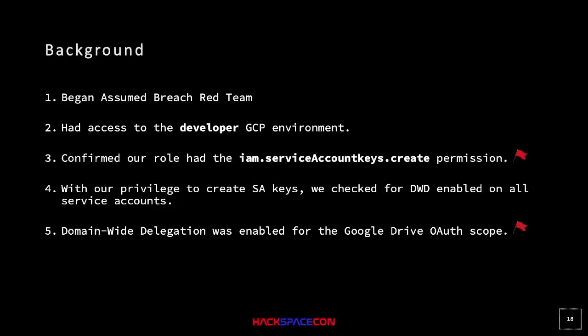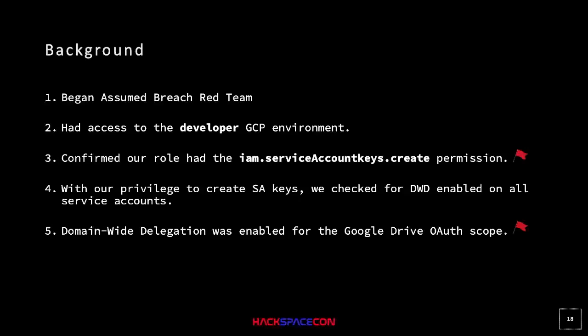So to set the stage for this red team, here's some background. It was an assumed breach red team, so this was a red team where we were provisioned an account as a developer. And being an assumed breach, we already had some kind of initial access. In this case, it was a corporate laptop that we could access. We had access to the developer GCP environment, and this was because we were provisioned an account.